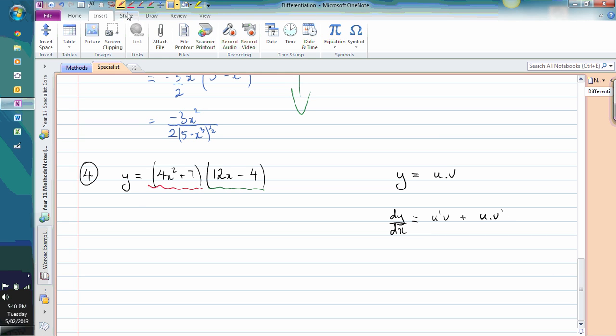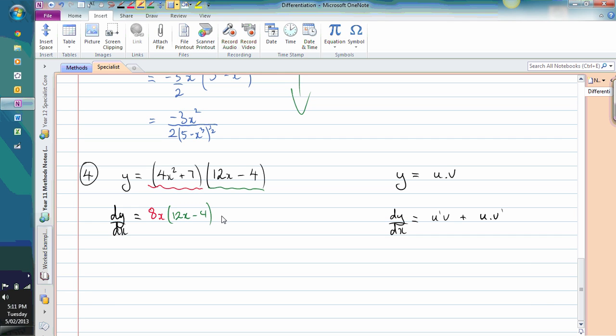So let's look at applying that to our problem here. So I've got dy dx equal to, okay, I need to differentiate the first thing, the u. So the derivative of this here is just going to be 8x. I've done that by bringing the power down and reducing it by 1. The 7, of course, becomes a constant. And I need to multiply it by v just the same as it is now. I don't differentiate the v. So I'm going to multiply by my 12x minus 4.